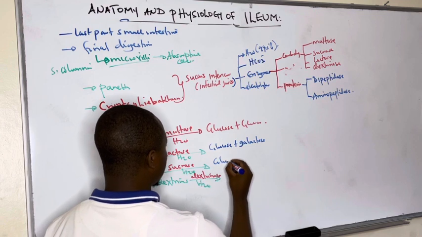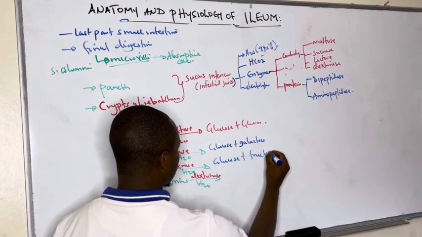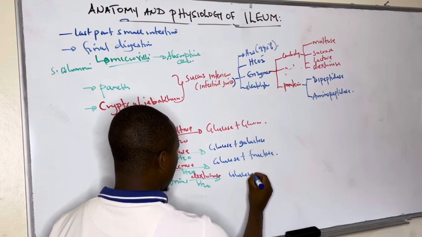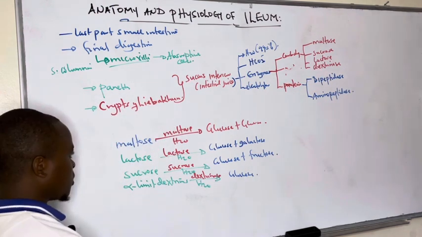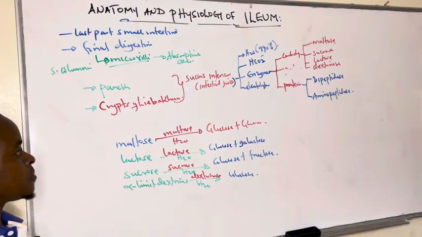And the final product of lactose is glucose plus galactose. This one is glucose plus fructose. And this one produces glucose. So these are the final digestion of carbohydrates in the intestines.